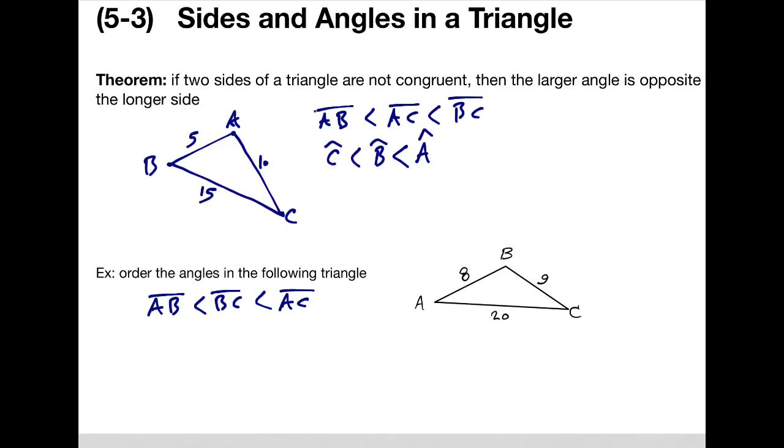Now, which angle is opposite to AB? Angle C, right? So angle C is the shortest angle in this triangle. After C, which angle is opposite to BC? Opposite to BC, we have A over here. So A. And the last one, which is opposite to AC, is angle B. So this is the ordering of the angles of this triangle from the shortest to the largest.